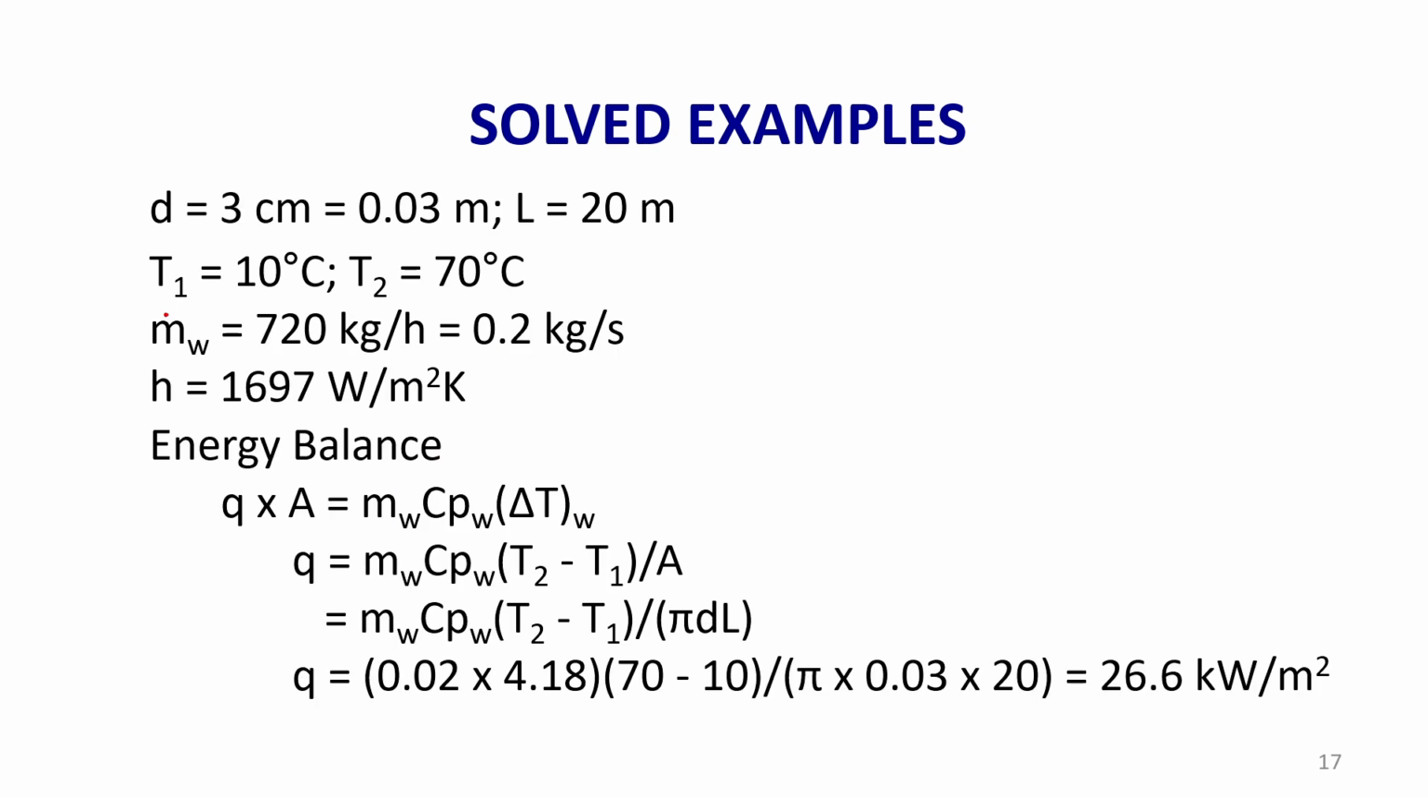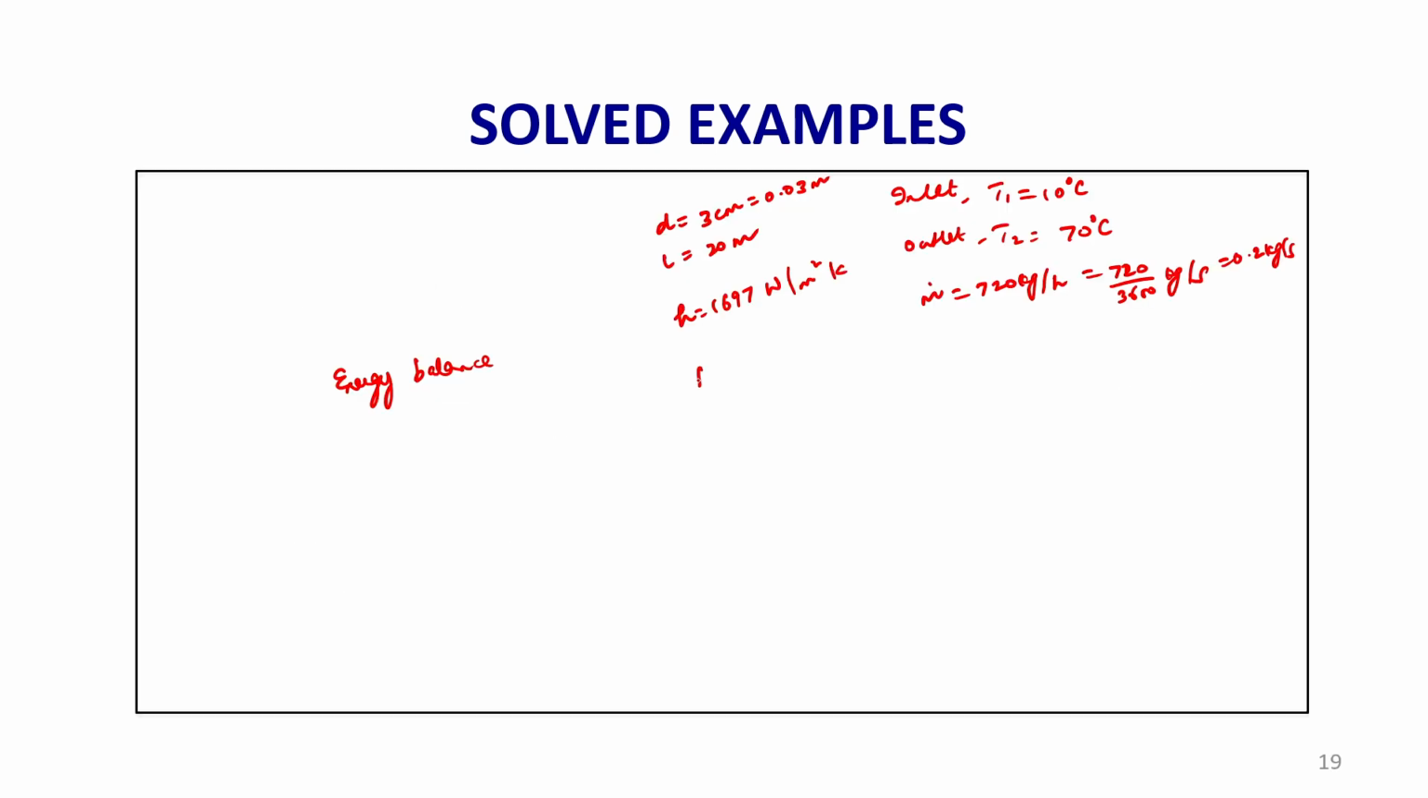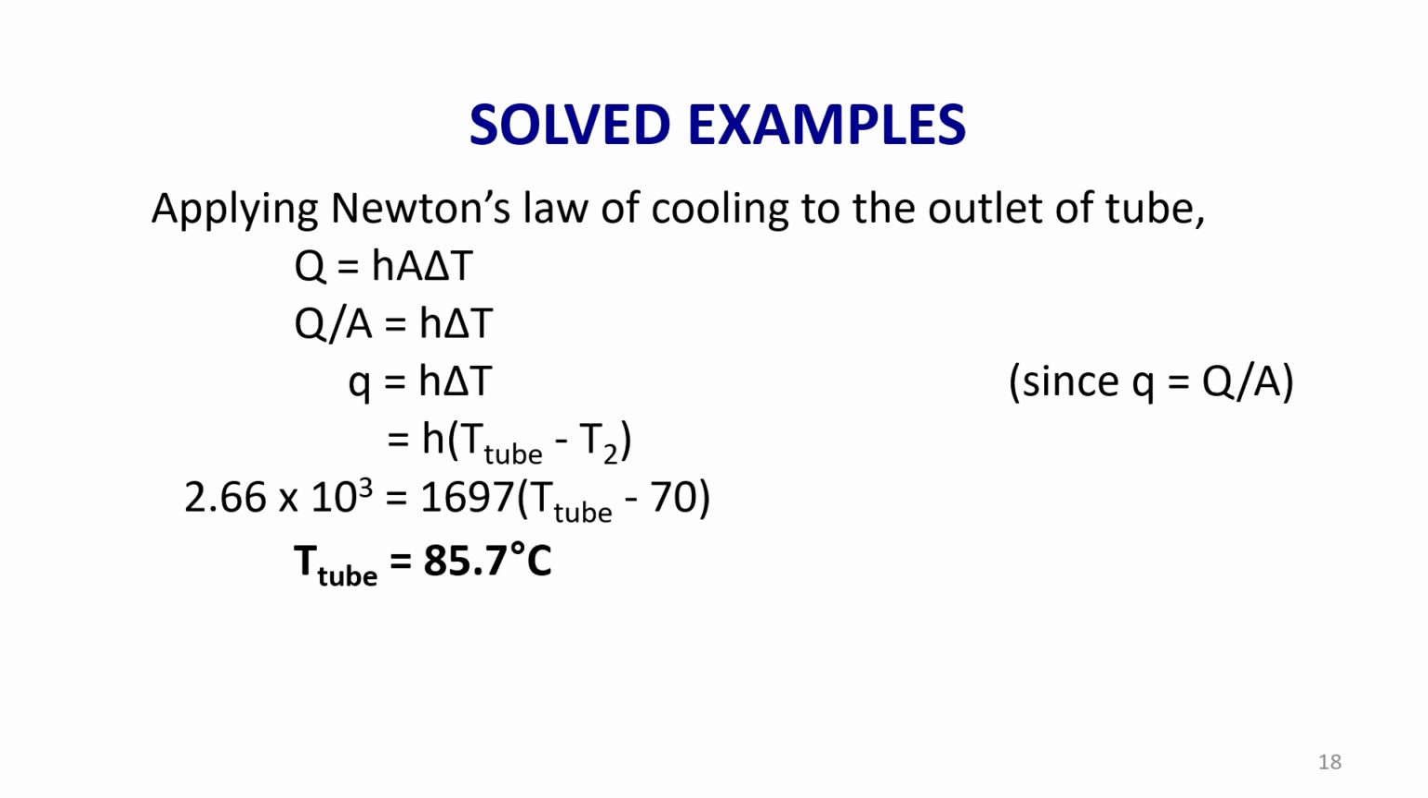So, if you write the energy balance, Q into A. So, heat flux is capital Q by A. Let me emphasize, heat flux small q is equal to capital Q by A. It is watt per meter square, not meter cube. Meter cube is only for internal heat generation per cubic volume.